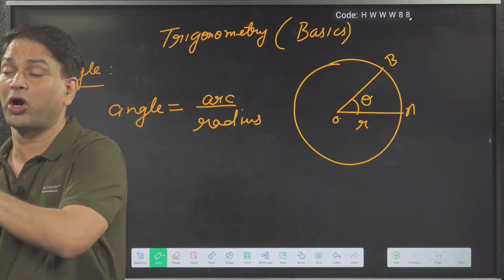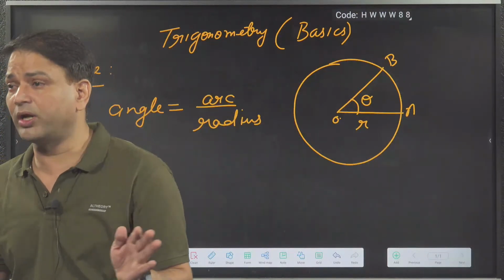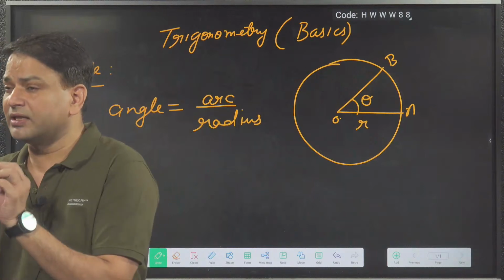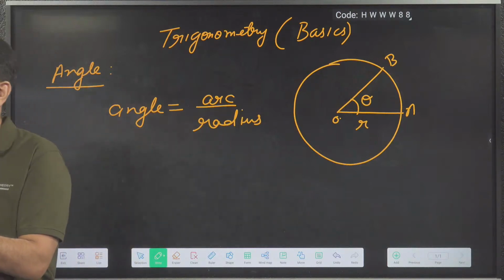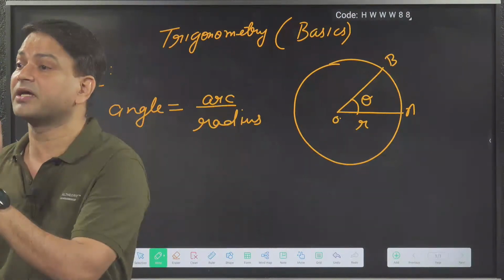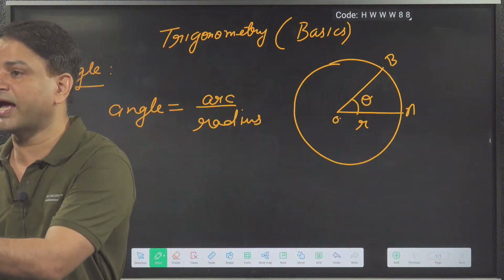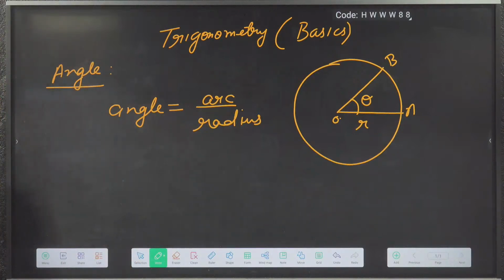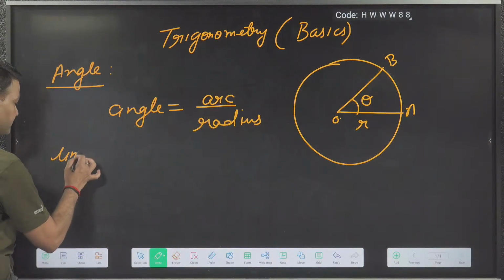Remember that we will not get a degree. In any calculation in our physics, we will never get the degree directly. Until they write degree, what unit of the angle will we take? Radian. The default unit of the angle is radian. So when we are using the formula angle is equal to arc upon radius, what is the unit of angle?